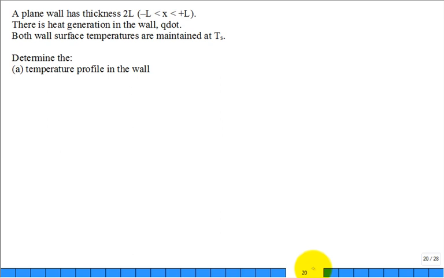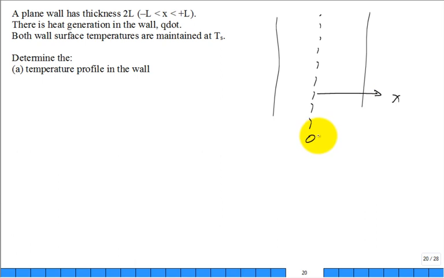Let's solve a problem. So we have a plane wall that has thickness 2L. If it has thickness 2L, that's an indication that the center line is at X equal to 0. And if you go over to one surface, it's thickness L going halfway across, and over on the other side, it's negative L. So the X coordinate system starts in the middle, at the center line, and the slab goes from negative L to positive L. This is common.